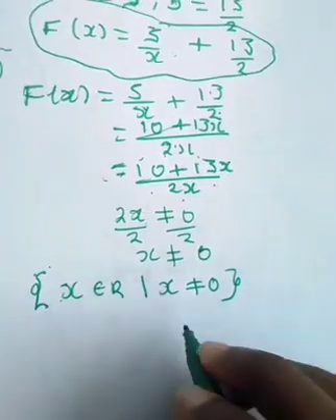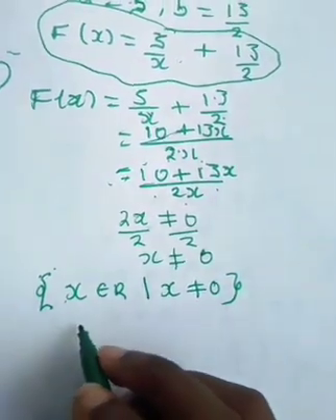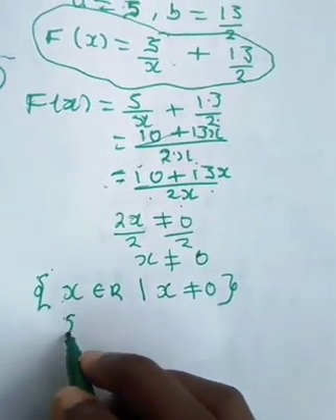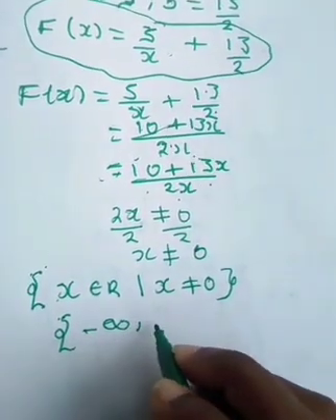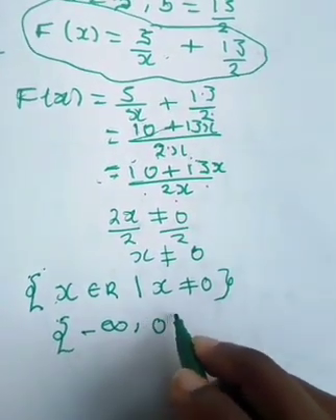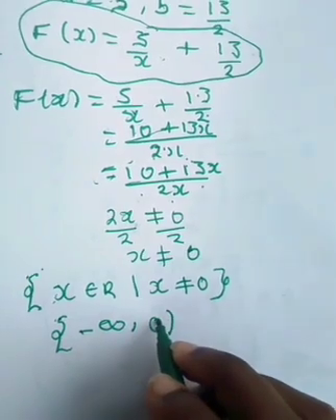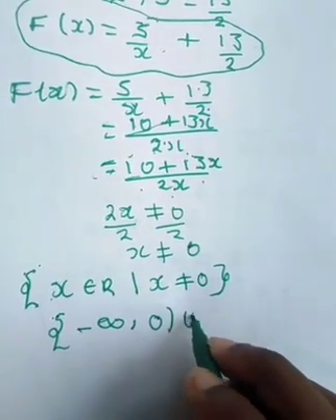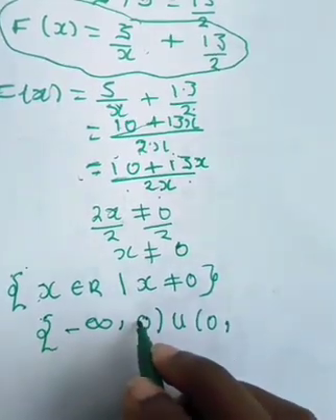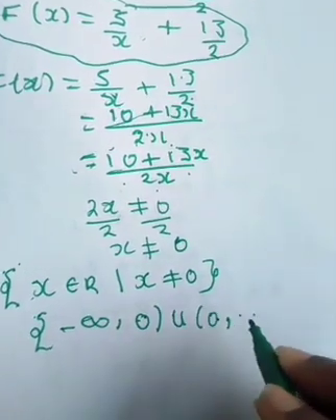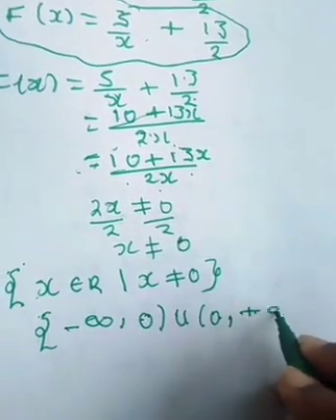Or if you want, you can describe it like this: it can be any value from negative infinity, but 0 should not be part of it. And then from 0, we should skip 0 and continue going to the positive infinity.